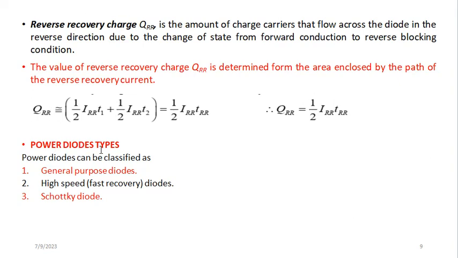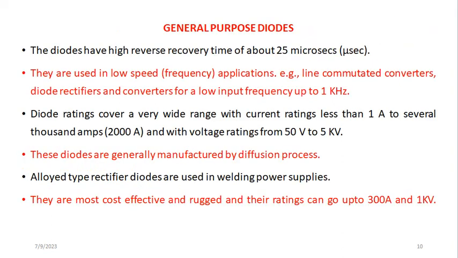Now, the diode is of different types. We have the general purpose diode, we have the high speed, that is fast recovery diode, and we have Schottky diodes, three of them. So the first one is the general purpose diode, and this diode has a very high reverse recovery time, in the order of 25 microseconds. Somebody will be surprised: microsecond, and you are calling it high. Yes, high and low are relative terms. You have to compare them with something for you to know whether something is high or low. So we are going to see shortly that this 25 is high if we compare it with the other ones.